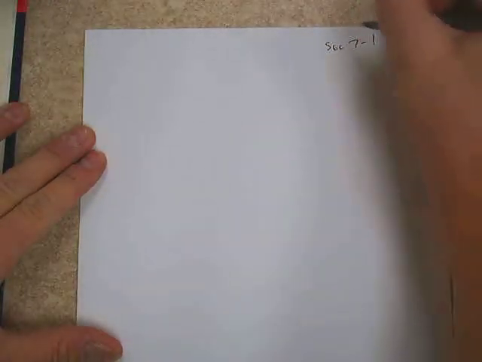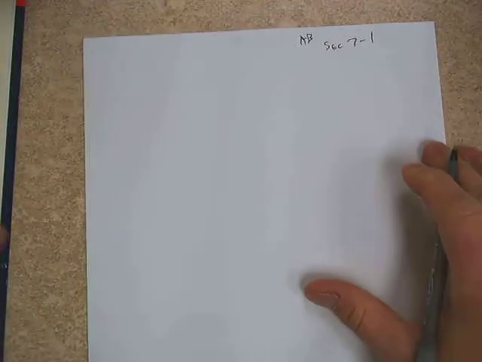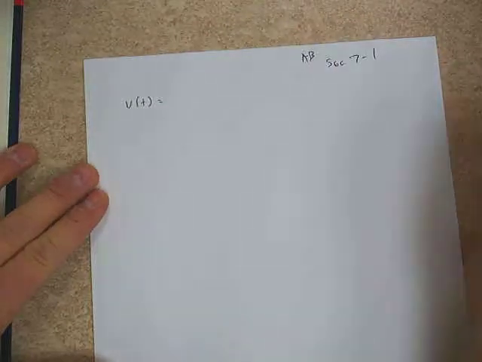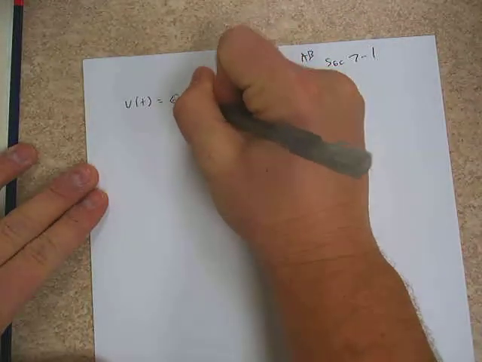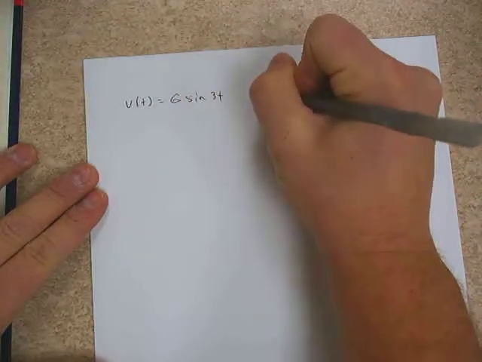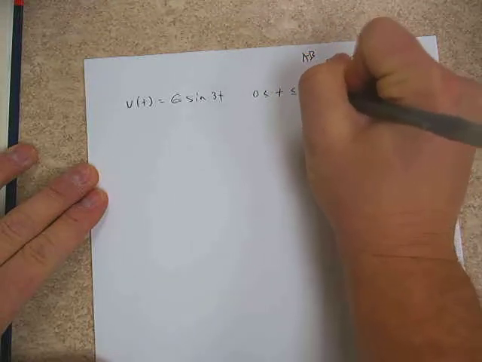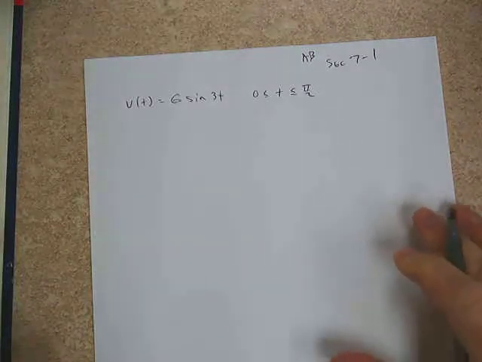Section 7.1, we are going to take a look at some topics that we've already discussed in fairly great detail, but we're going to revisit them one more time here. We're going to start with the velocity function, 6 sine of 3t on the interval 0 to pi over 2. And we're going to ask some questions about this.